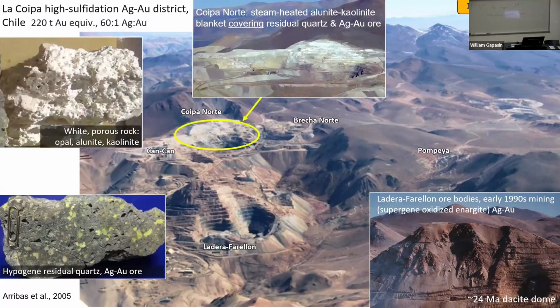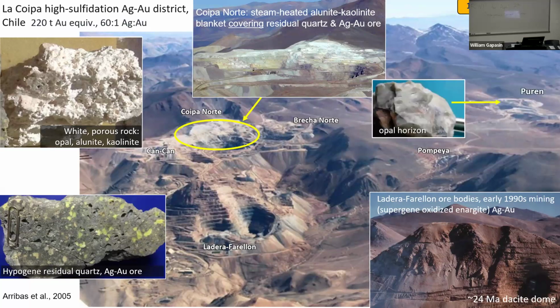But Coipa Norte, as well as parts of Brecha Norte and Cancan, were covered by this blanket of white, friable material. Alunite and kaolinite, opal at the base. This is steam heat alteration. This is friable, in contrast to this stuff, which will throw your rock hammer back in your face. And this is formed from vapor condensation above the paleo groundwater table.